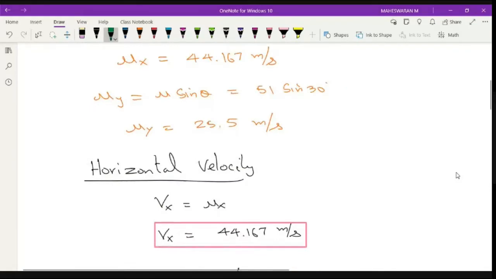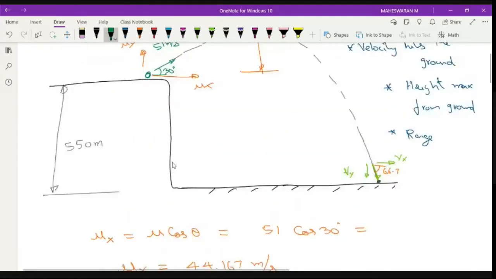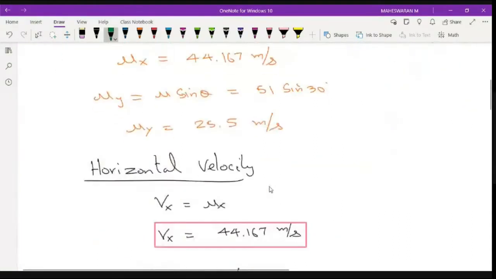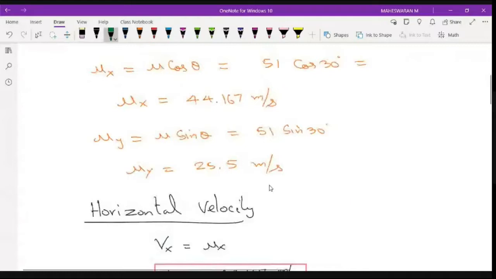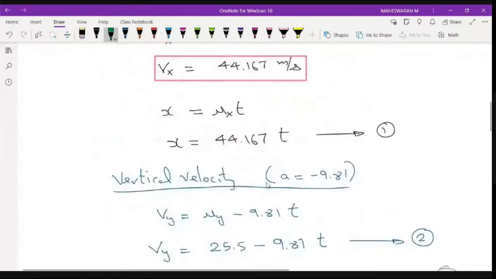Next, they are asking what is the range. Range is nothing but your x distance. At what distance x will the bullet travel? That is your range. So already we have an equation which is x is equal to 44.167 t. Only if I know the value of t, I can substitute it.